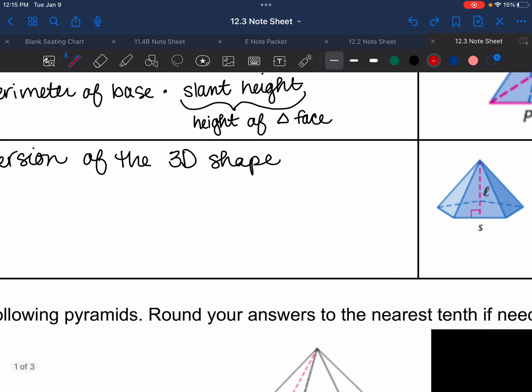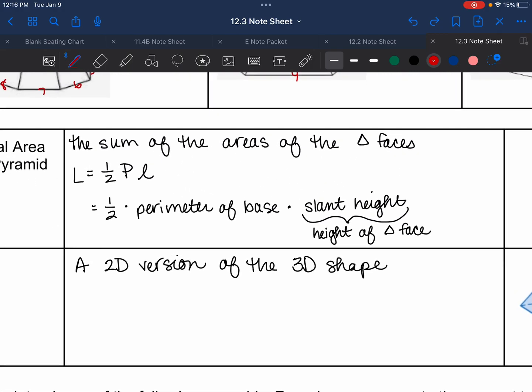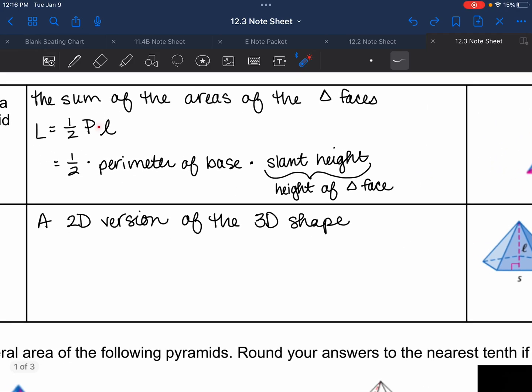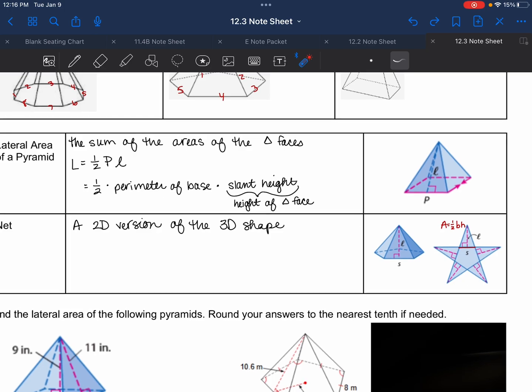And that formula is up here. It's the sum of the areas of the triangular faces, and it's 1/2 times the perimeter of your base, which is the sum of all of the bases of your triangles, times this cursive L, which is the height of all your triangles. We call that the slant height. If you look at a pyramid, it's the height of the triangle. So when the pyramid's together, it's a slanted height from the base to the vertex. So that's the formula for lateral area.